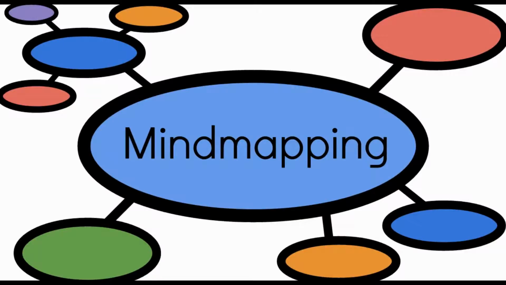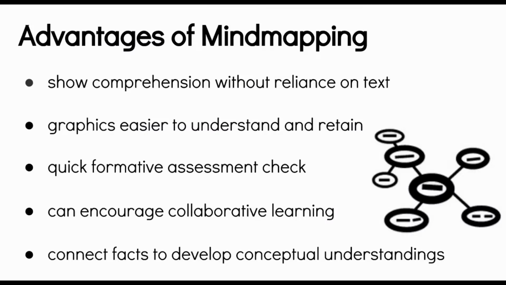Today's topic is mind mapping, which of course is a visual representation of a hierarchy of information. It includes a central idea and related ideas branched off the side. This is a very common strategy that has a lot of advantages, such as showing comprehension without a reliance on text. Graphics are easier to understand and retain. It's a quick formative assessment check. It can encourage collaborative learning, and it also connects facts to develop conceptual understandings.